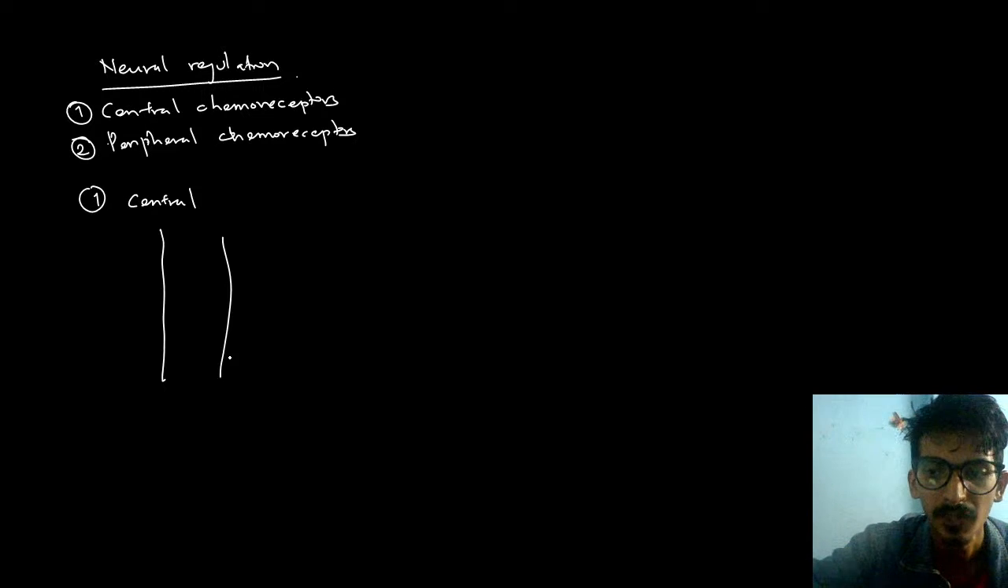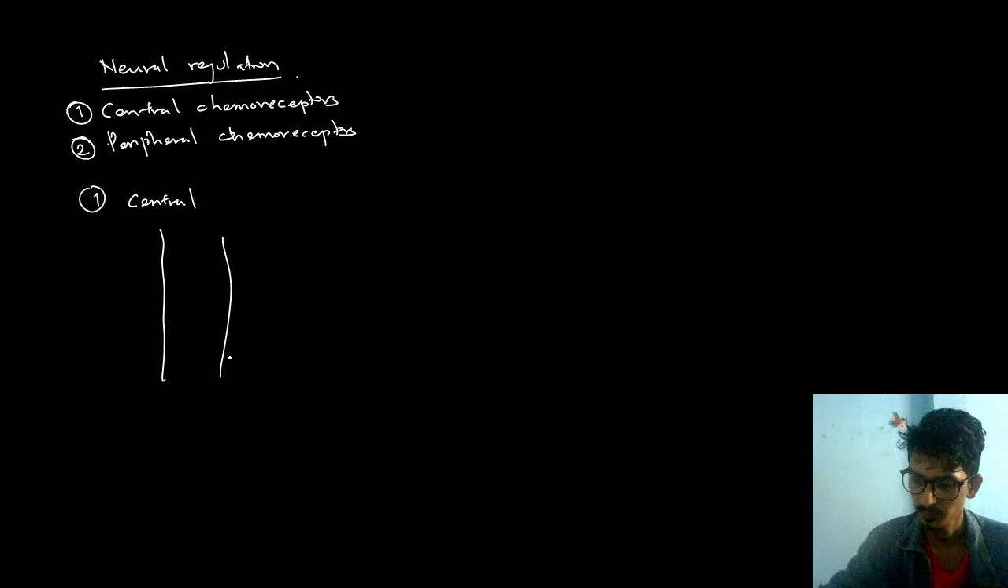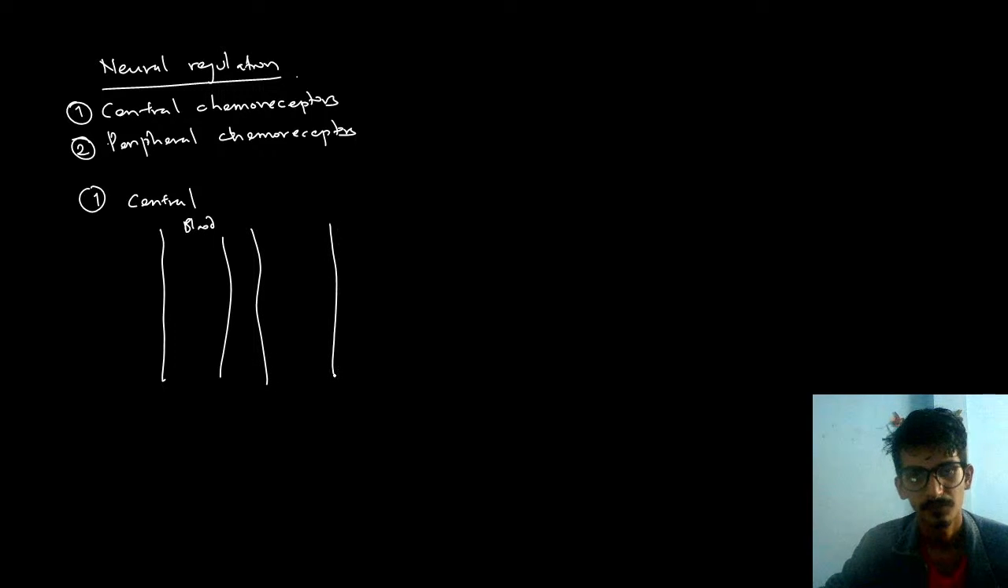Now let us talk about the central chemoreceptors. Central chemoreceptors are basically found in the pons and the medulla. So suppose this is the blood, this is the midbrain, and the midbrain has the pons and medulla here. Suppose this is the medulla.